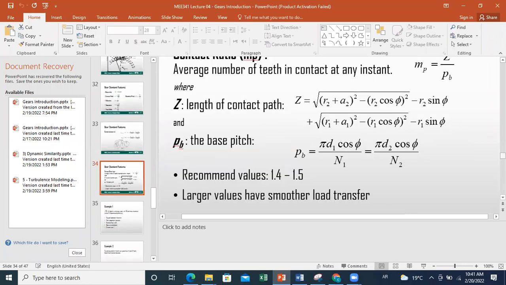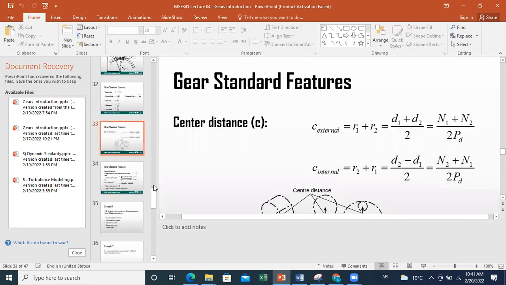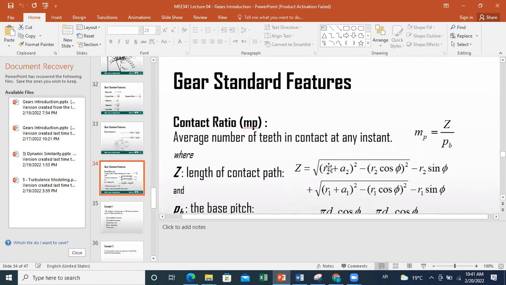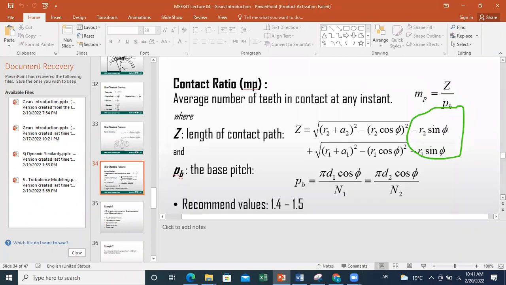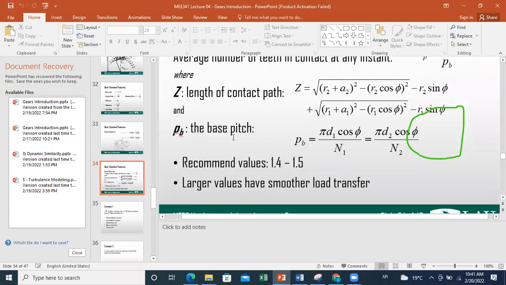Okay, the contact ratio by definition is the average number of teeth in contact at any instant. So it can give us an idea about the number of gear teeth in contact at a certain instant. The recommended value for it is between 1.4 and 1.5. To calculate it, you need to determine two parameters, Z and PB. PB is the base pitch, and we already calculated PB in this example.